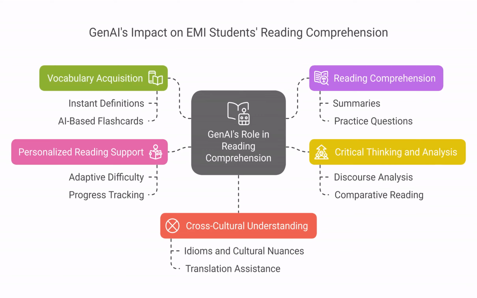Now, how about overall reading comprehension? How does GenAI go beyond just defining words to help with understanding the bigger picture? Well, we've talked about summarization and paraphrasing, which are definitely key for comprehension. But AI can also generate different types of comprehension questions, moving beyond simple recall questions to more challenging ones that require you to infer meaning or analyze the text critically. So it's not just about remembering facts, it's about really engaging with the ideas.